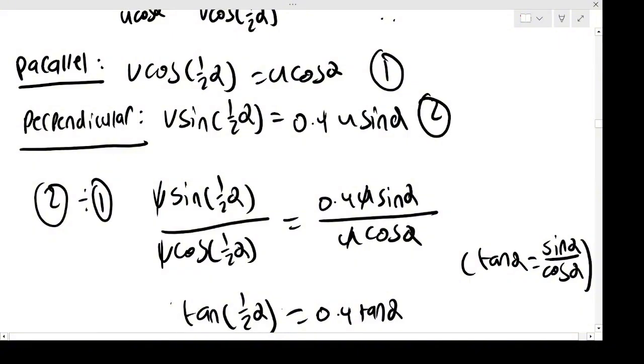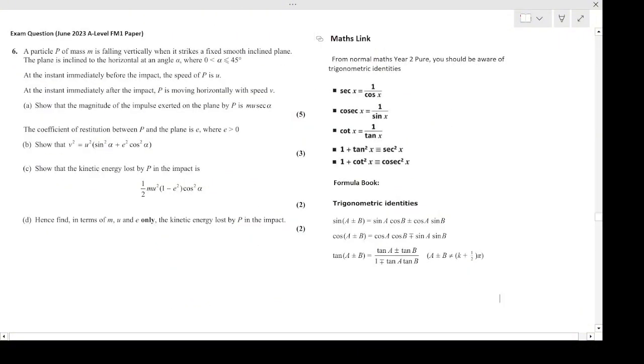So there we are. We've got an exam question then. I must say this exam question was very tough, very unusual. There's not been a question like this before. It's the only one like this, really. But it's good practice. Let's have a look at this.